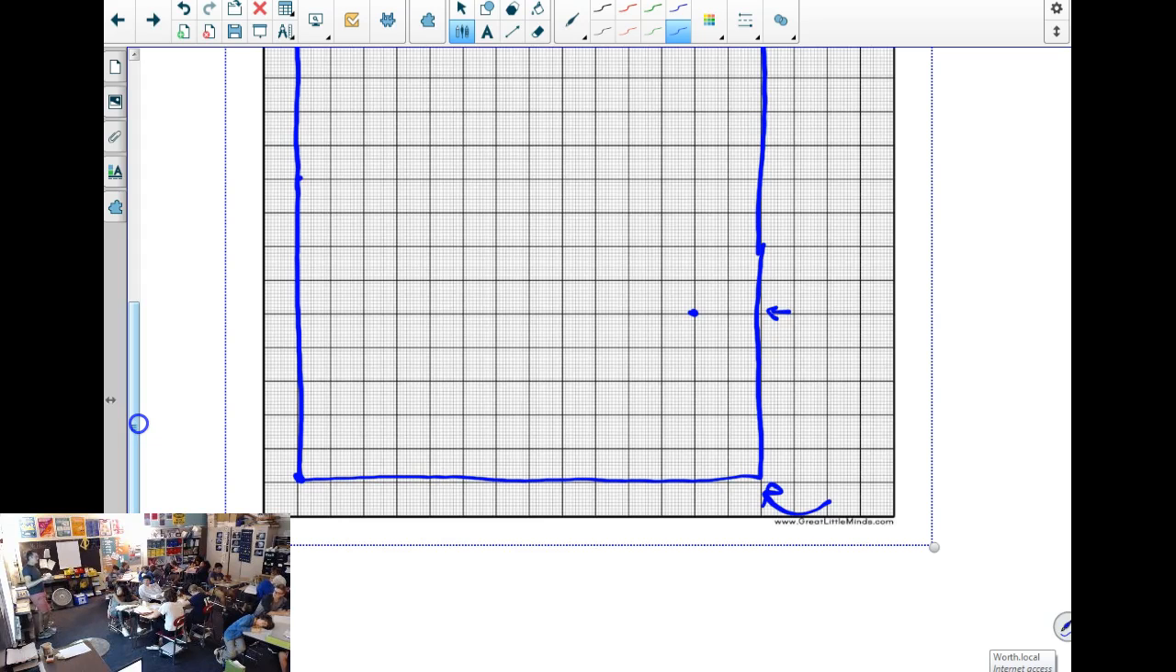Is anyone confused at how we're taking this from what we have in the book onto our graph paper? Is anyone just not doing it because you don't feel like it? Yeah, I got a couple of those.